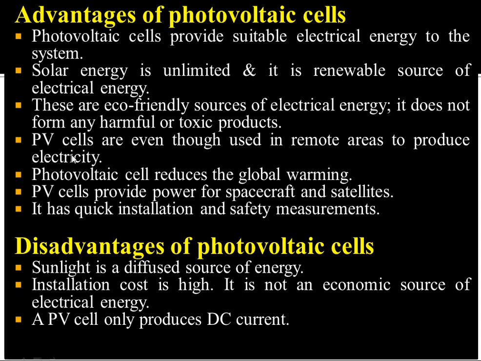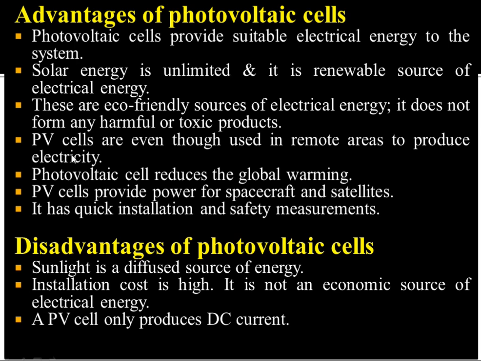But an important disadvantage is that sunlight is a diffused source of energy. The intensity varies second by second, minute by minute. It is not constant. We do not get a constant voltage due to the variation of the intensity. Installation is quick, but the expense is high. For our individual homes, it takes around 3 lakhs for installation. For that reason it is not an economical source for an individual person to get electricity at home.